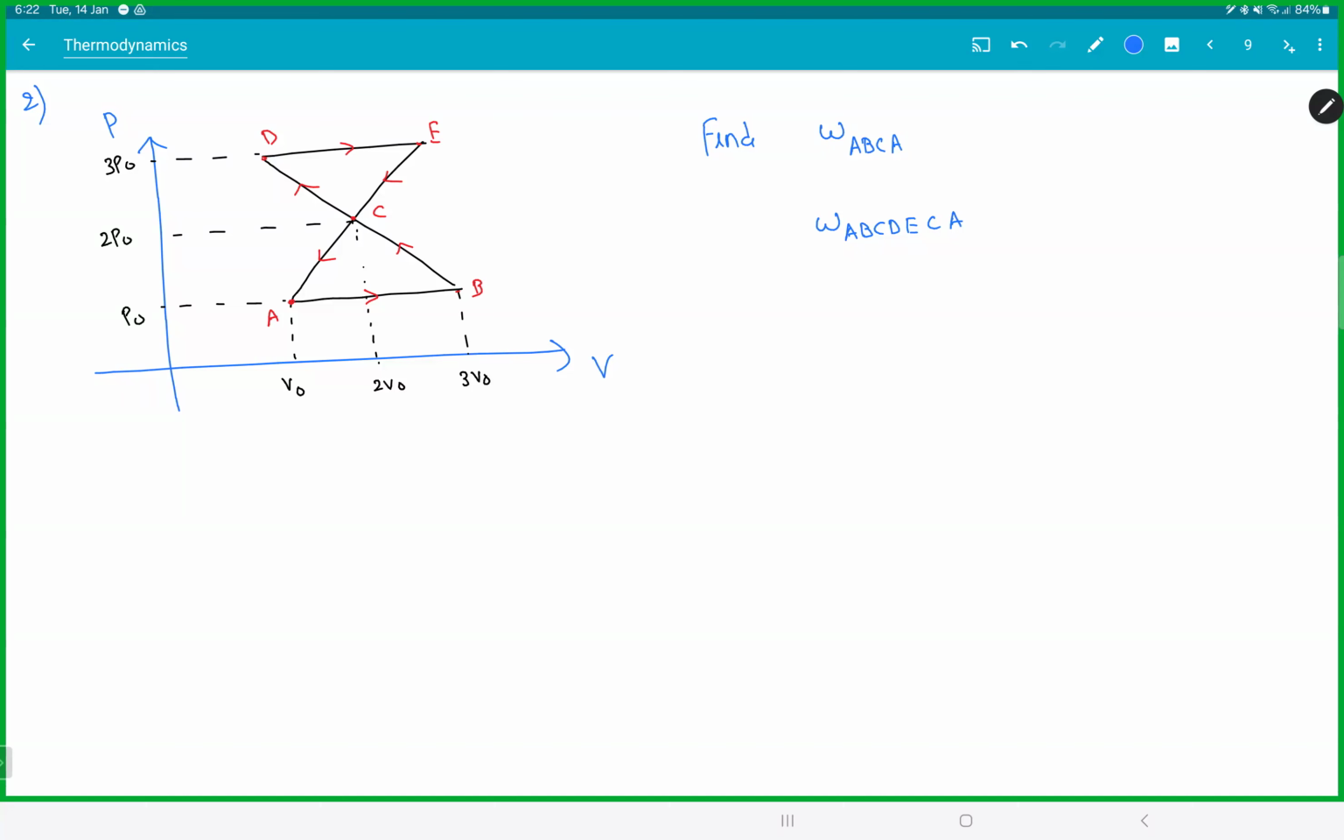Be careful with the signs. Clockwise, anti-clockwise does matter.